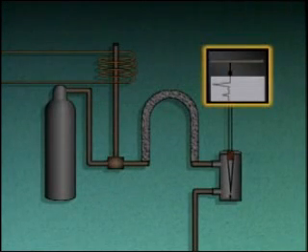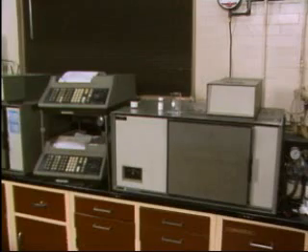The recorder compares the amount of each material with the size of the sample and displays the concentration of each material. This is a gas chromatograph. Let's take a look at its components. Then we'll see how it's used to perform a test.